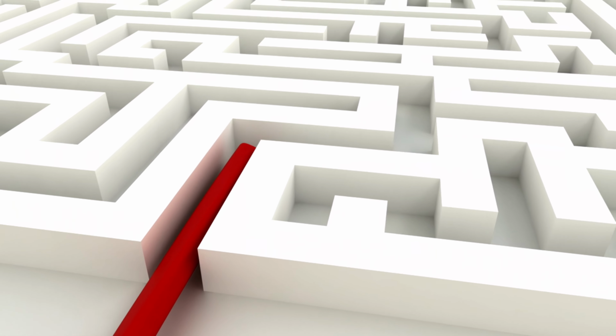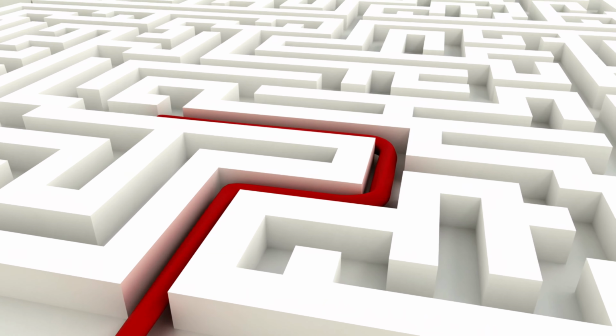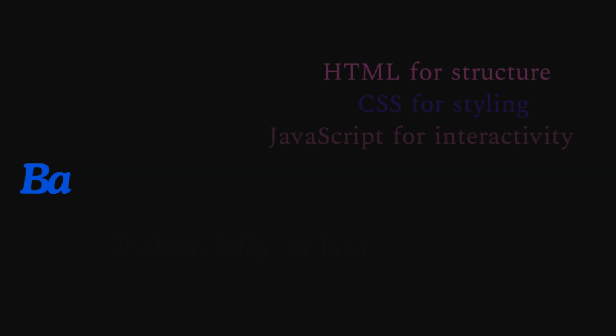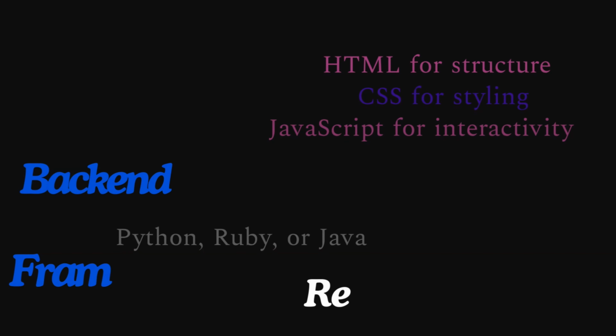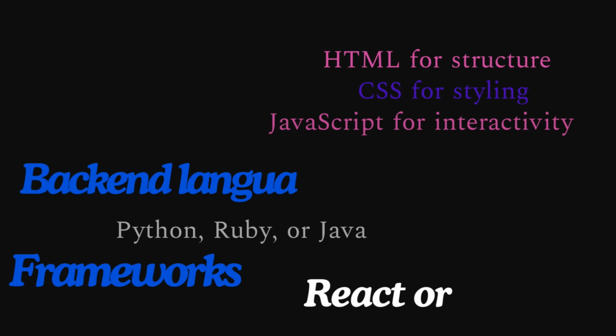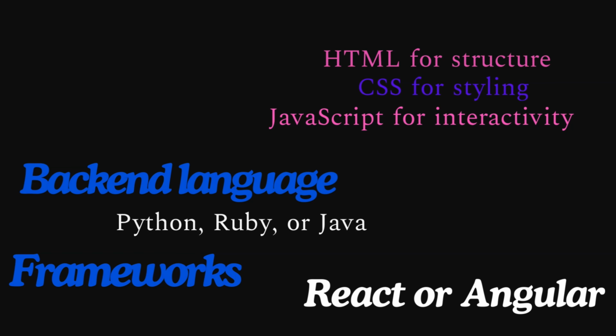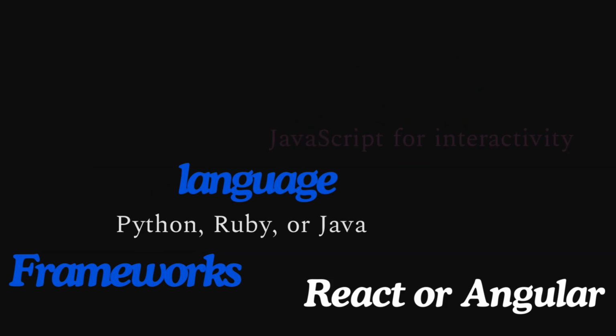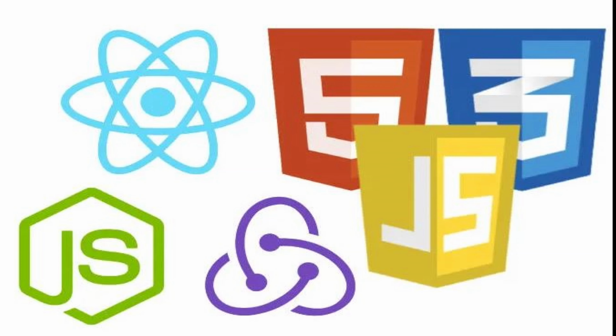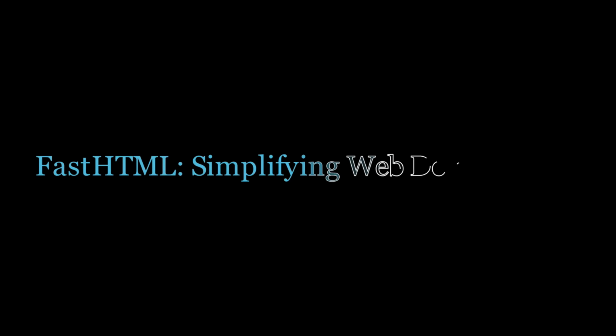Let's start by addressing the elephant in the room. Modern web development is complex. You've got HTML for structure, CSS for styling, JavaScript for interactivity, and then a backend language like Python, Ruby, or Java. Add in frameworks like React or Angular, and it's easy to see why building a web app can feel overwhelming. FastHTML is shaking things up by simplifying this entire process.